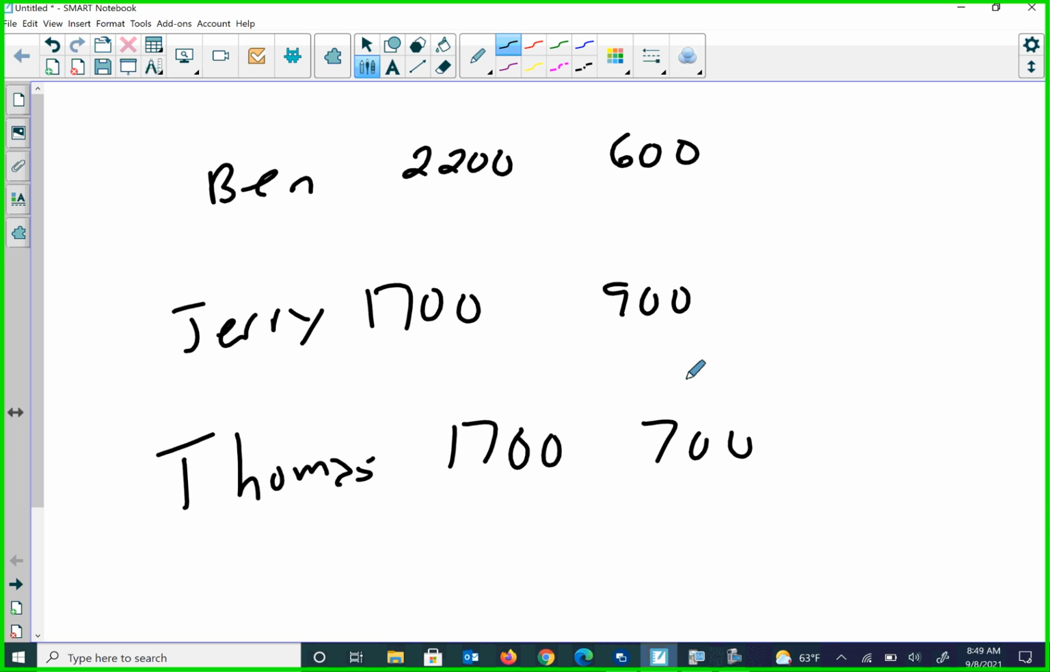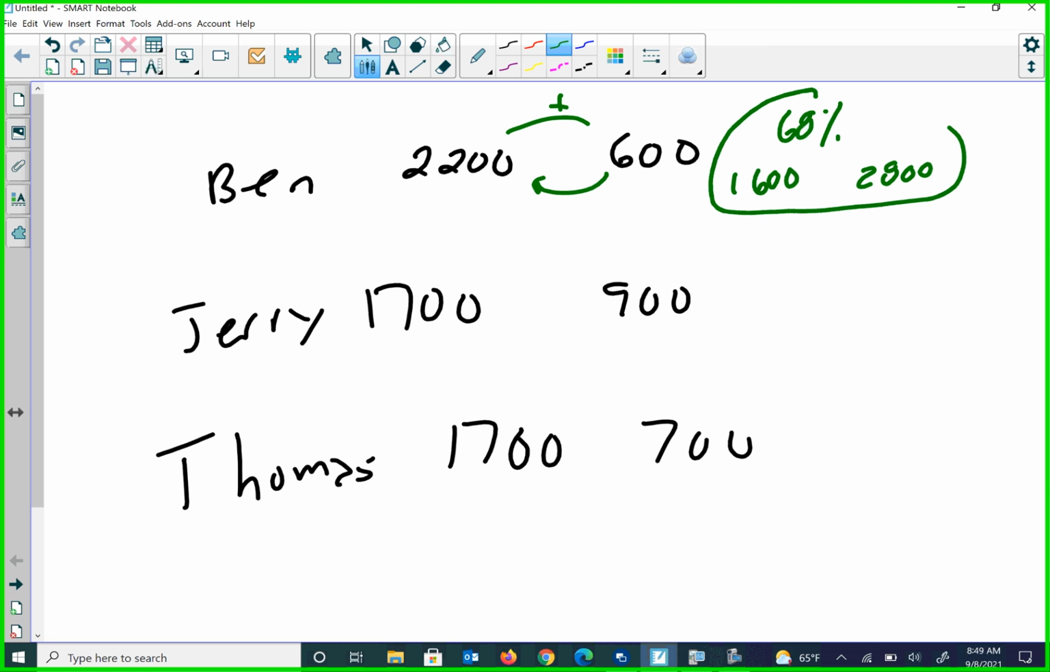Okay, how you want to look at this is, we haven't talked about it yet, but basically 68% of Ben's sales would be up to 2,800, because I just added these together. I'm also going to subtract them. So what is that, 14, 16? So 68% of his sales will fall between 1,600 and 2,800. If I go to Jerry, if I add, 68% of Jerry's sales would go up to, is that 2,800?